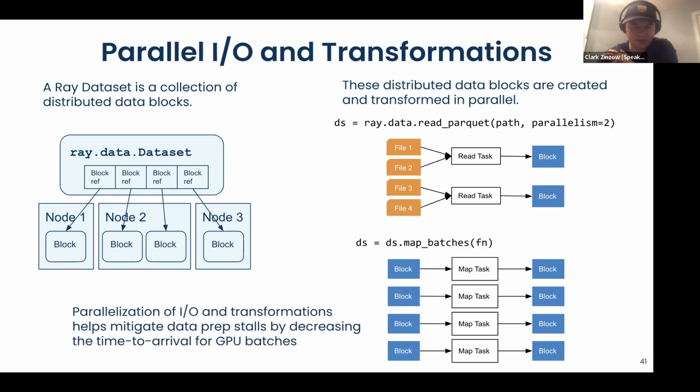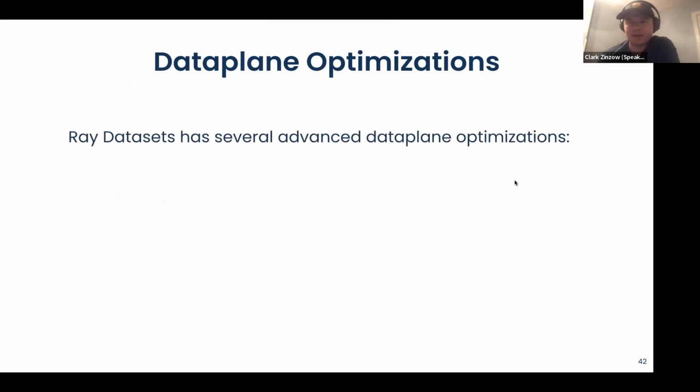So basically, the parallelization of I/O and transformations mitigates these data prep stalls because it decreases the time that it takes for those GPU batches to actually arrive at the trainers. If it takes less time, those prep stalls will be smaller. And then a few quick data plane optimizations to go into. I might zoom by this because I might be running a little bit short on time.